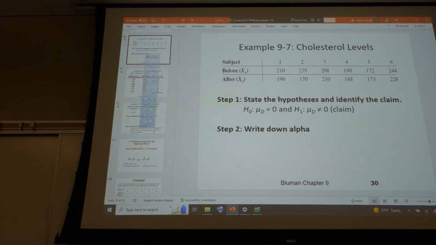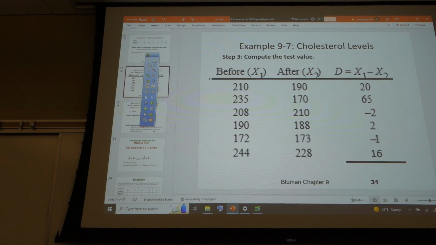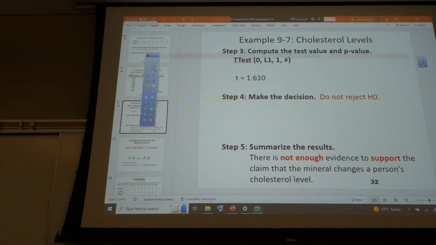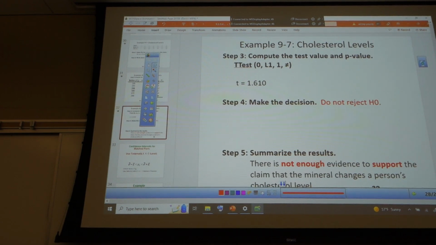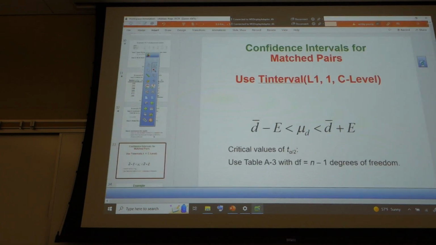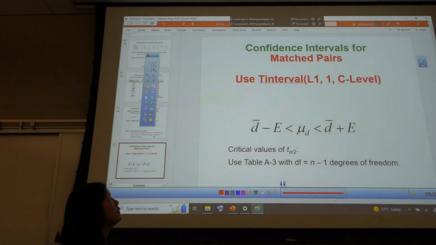So that's totally fine. So if your claim was H1, then you'd end up with that. Now we're going to take a look quickly, briefly, at confidence intervals. The confidence interval for these matched pairs is exactly the same as it would be for one sample. It's going to be T interval. And again, you're just going to put in your L1, 1, and your confidence level.